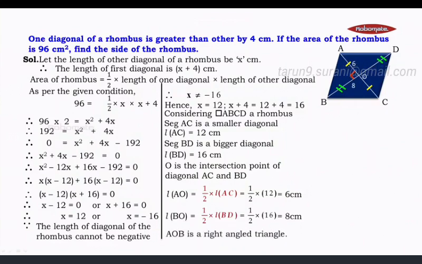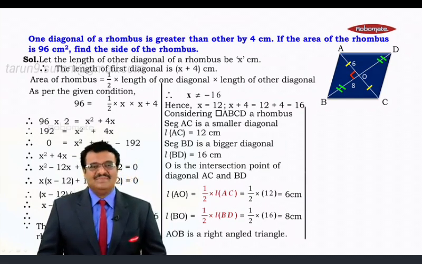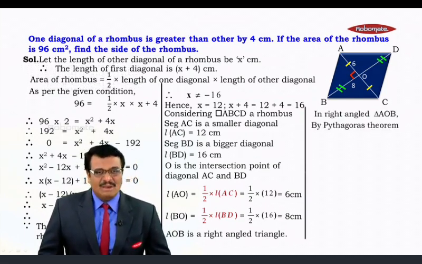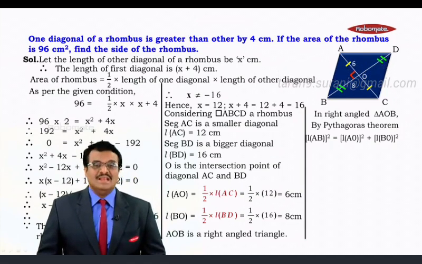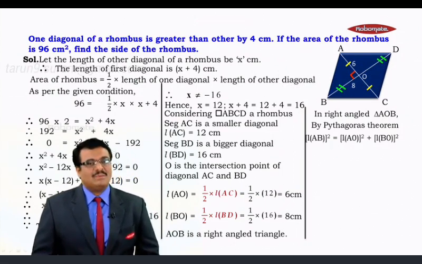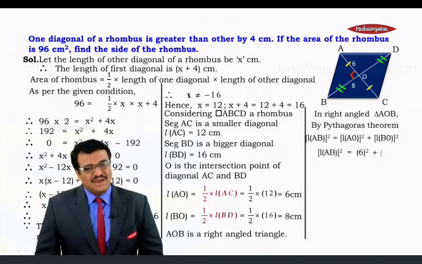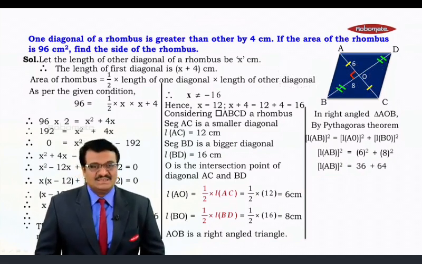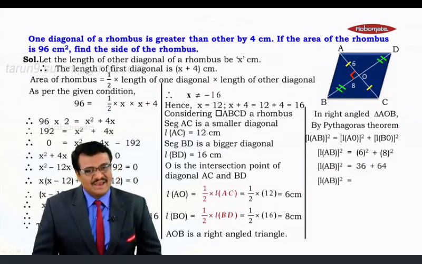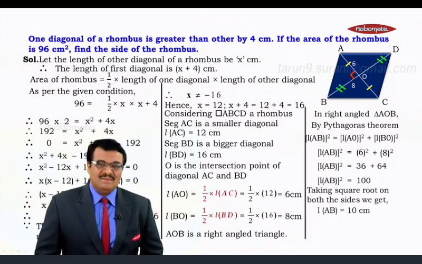Right? Now AOB, can you see the triangle AOB? AOB is a right angled triangle. Right? In right angled triangle AOB, by Pythagoras theorem, length AB square, AB is the hypotenuse, so length AB square is equal to length AO square plus length BO square. So length AB square is equal to 6 square plus 8 square. So length AB square is equal to what? 36 plus 64. Length AB square is equal to 100. So length AB, taking square roots on both sides, we get AB as 10.